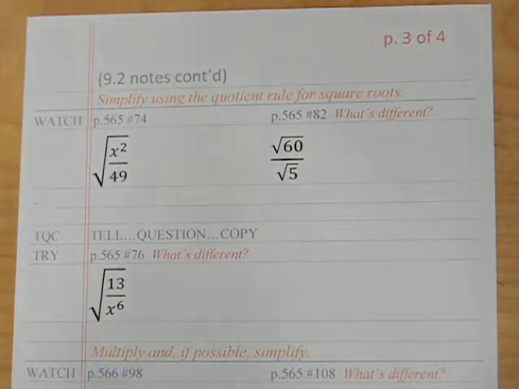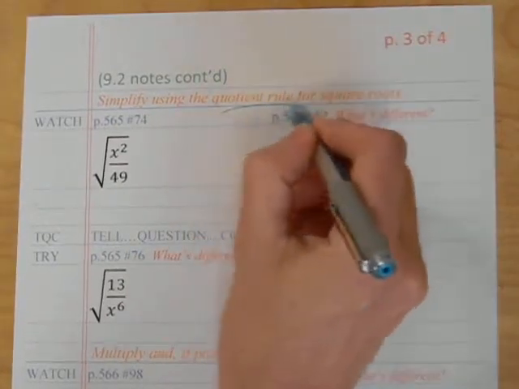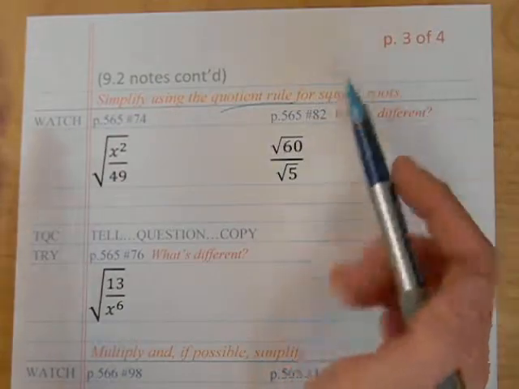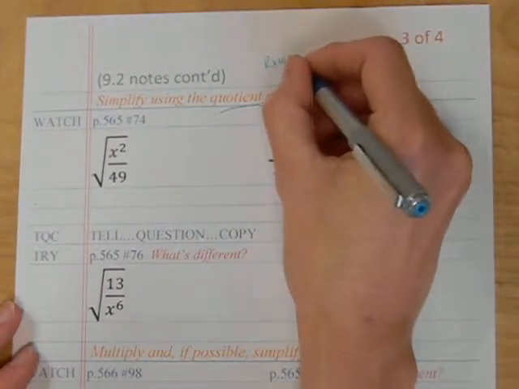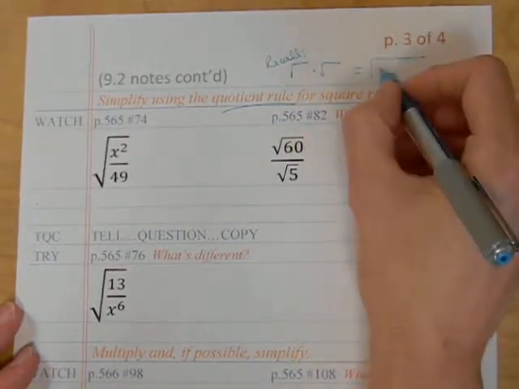Top of page 3 for section 9.2, we've done some multiplying. Now we're going to do some dividing of radicals. And you'll notice they reference the quotient rule for square roots. Same idea as with multiplying. If you had a radical times a radical, you could put it all under 1.